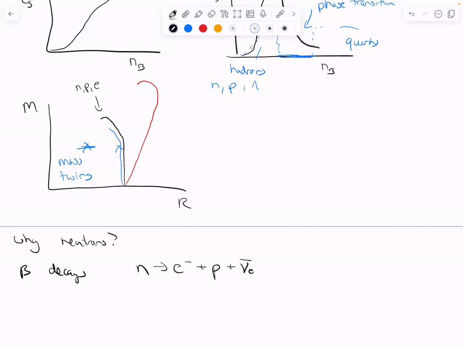But what ends up happening in a neutron star is you've undergone a bunch of beta decays to the point where you have a ton of electrons. You have so many electrons, in fact, that you've filled up all your energy levels.